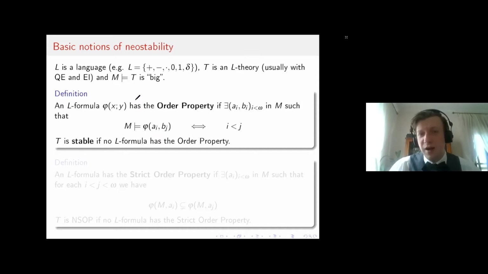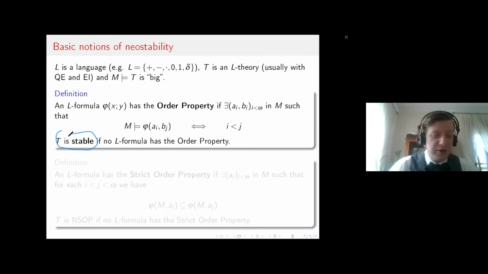Then a formula phi in variables x and y has the order property if you can find sequences a_i and b_i in M such that this formula defines an order, which means that phi(a_i, b_j) holds if and only if i is smaller than j. Such formulas are nasty. They will produce a lot of types, and they will make your theory quite complicated. So we want to avoid this kind of formula. We call a theory stable if there is no formula with the order property. So you cannot define an order with a single formula, and that's stability.